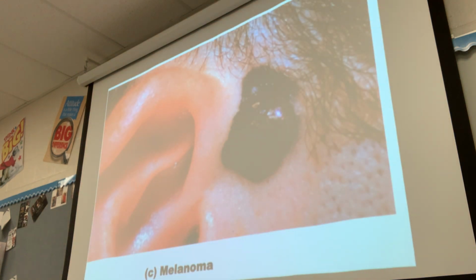So here's an example of what melanoma looks like. You can see it's large, it's dark, it's asymmetrical, it's not a nice circle. It's got little indents here, so the border's not regular either. So that would be an example of melanoma.